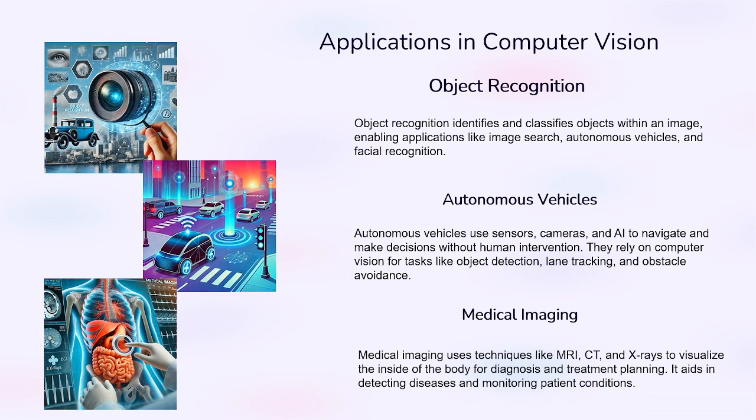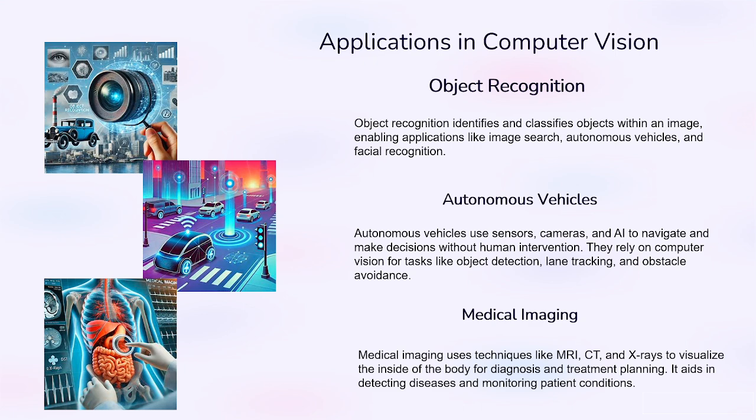Applications in computer vision. Finally, let's look at some real world applications where digital cameras and computer vision have made a significant impact. Object recognition. This technology identifies and classifies objects in an image. Applications range from image search engines to security systems that use facial recognition. Autonomous vehicles. Self driving cars rely heavily on computer vision for tasks like lane detection, traffic sign recognition, and obstacle avoidance. Cameras act as their eyes, enabling them to navigate complex environments.